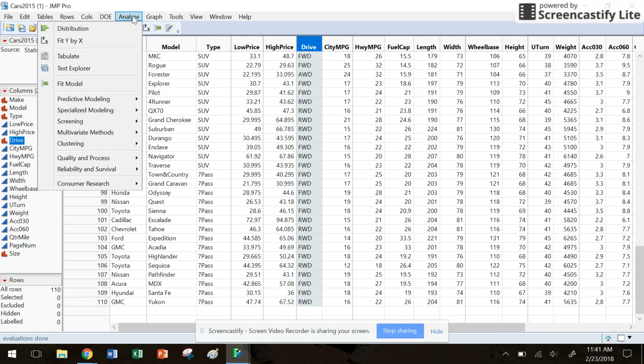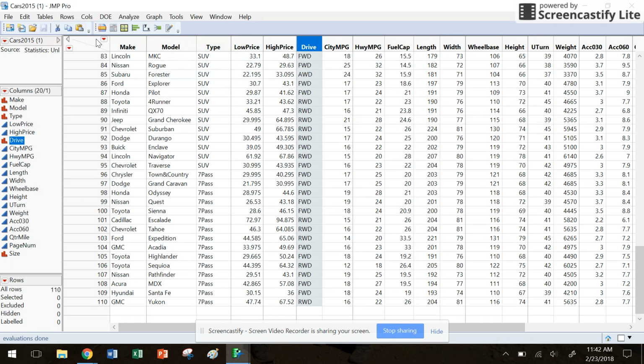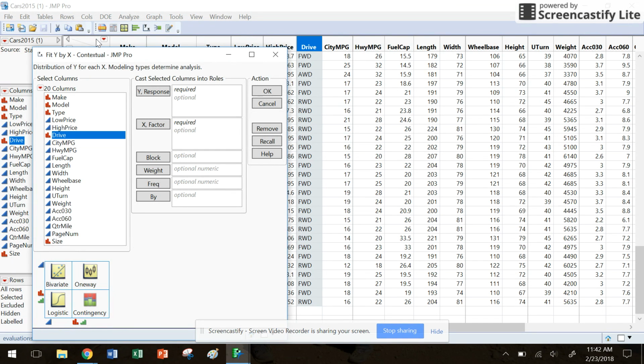So go to Analyze. But again, if we have two variables, that's a Fit Y by X situation. All right, so for the comparative box plots, you'll need to put your categorical variable as X. So I'm going to look at different types of vehicles, and I would like to compare them for their highway miles per gallon. So that will be Y.